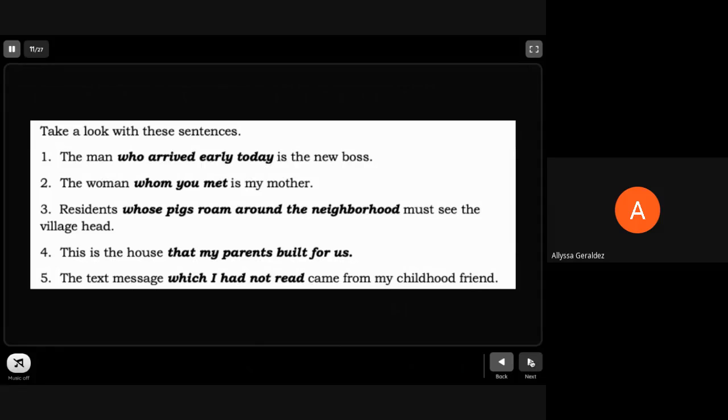You will notice that each clause is introduced by words such as who, whom, whose, that, and which. They are called relative pronouns. Most of the time, the relative clauses function as adjectives. For this reason, relative clauses are called adjective clauses. We have to remember that they are introduced by the relative pronouns and almost always come after the noun they modify.